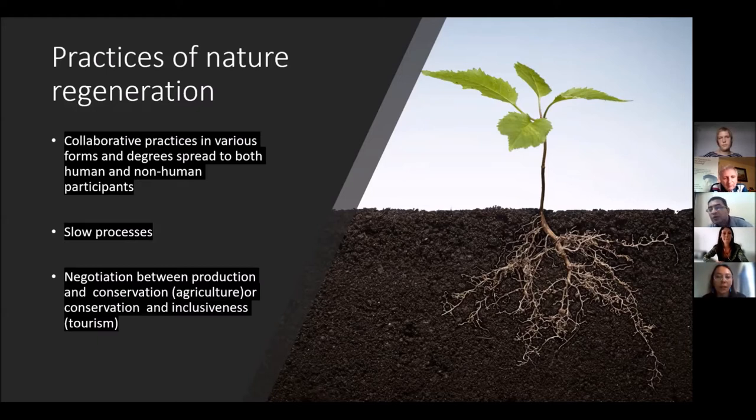However, the natural cycles are slow, and the time and effort implied in collaboration with nature may be at odds with short-term material stability. For example, in the case of the users' co-op, there are spaces allocated to production, while at the same time many spaces are undergoing reforestation processes for soil regeneration. Thus, we see processes of negotiation between production and conservation in farming cases. And in the case of ecotourism, this negotiation is rather between nature conservation and inclusiveness, because the spaces allocated for nature restoration to a degree lead to the eviction of people who used these spaces before, for example, for camping.